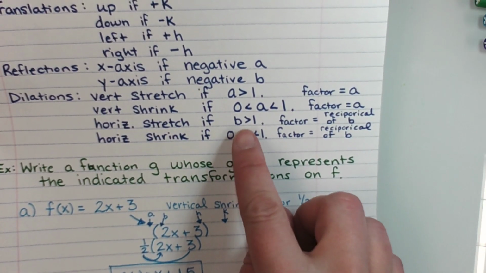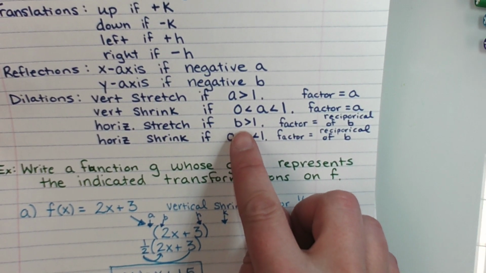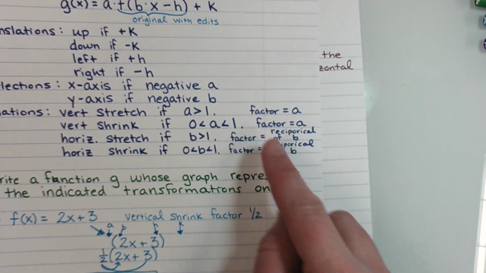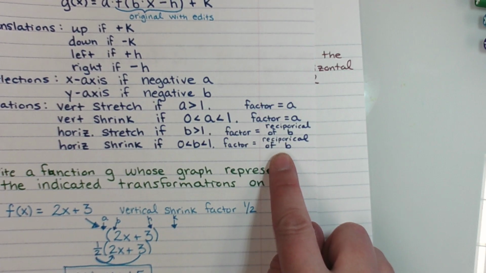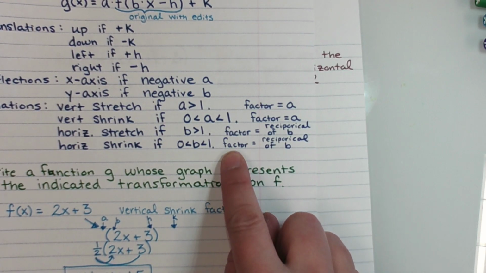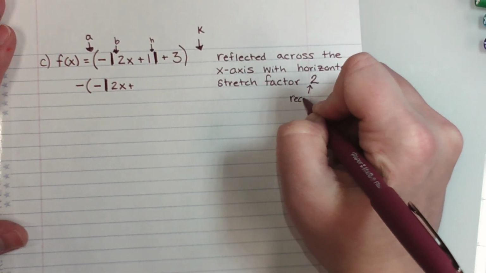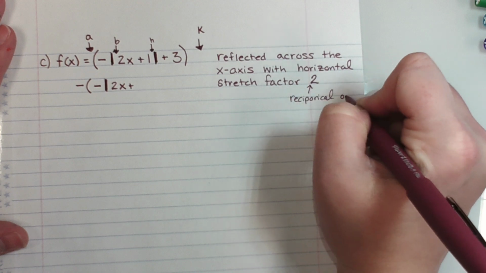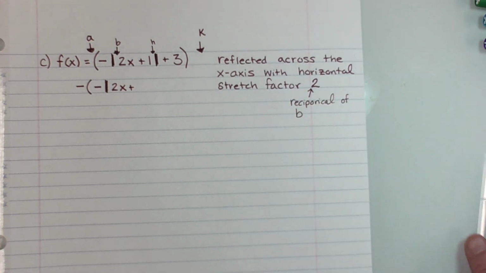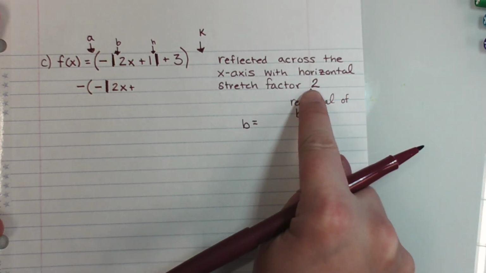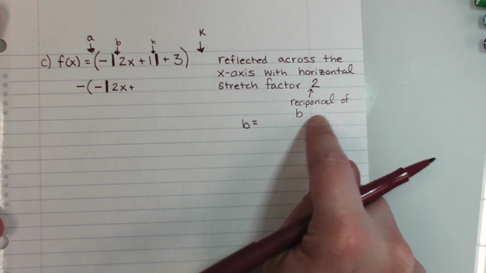Now, here's where horizontal stretch gets a little bit weird. Vertical stretch, the factor I gave you was the A value. Horizontal stretch or shrink, the factor I give you is not B, it is the reciprocal of B. If 2 is the reciprocal of B, what's that make B? 1/2. Reciprocals go both directions. If this is the reciprocal of B, that means the reciprocal of this is B.